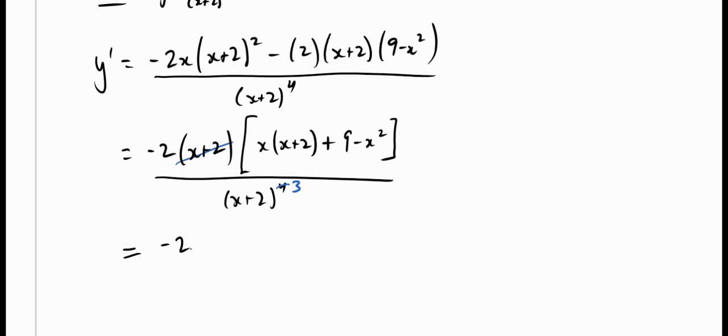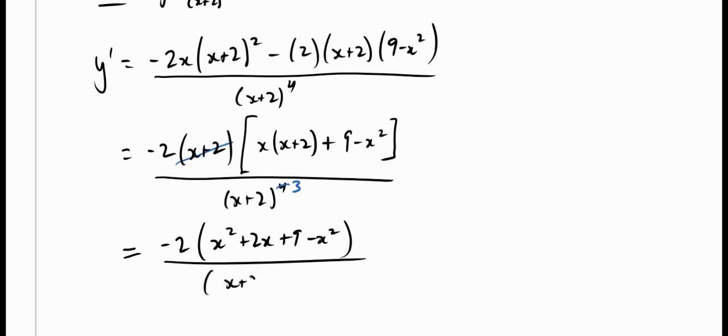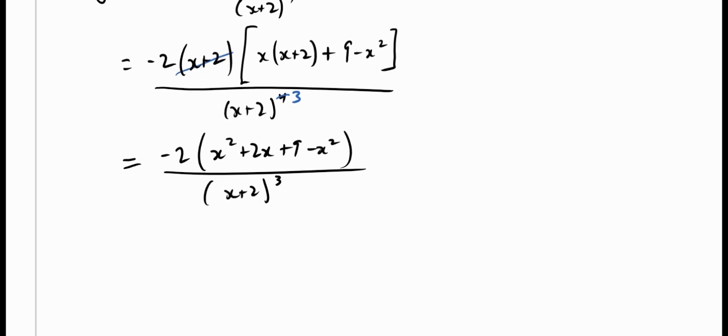So on top, I've got negative 2 times x squared, and we'll just do this in 2 steps: x squared plus 2x plus 9 minus x squared. So the x squareds are going to be gone. And I get 2x plus 9.